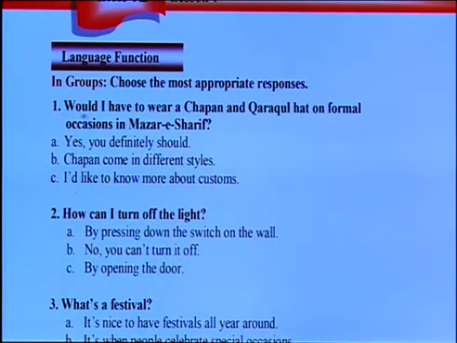Number 1. Would I have to wear a chapan and karakol hat on formal occasions in Mazar Sharif? The answer, which one is right? A. Yes, you definitely should. B. Chapan come in different styles. C. I'd like to know more about customs. Which one is the most appropriate response? Great, excellent. A is right. So we have to select, or we can select A.